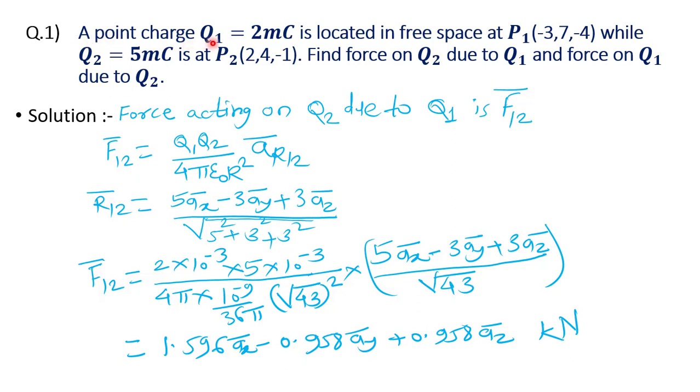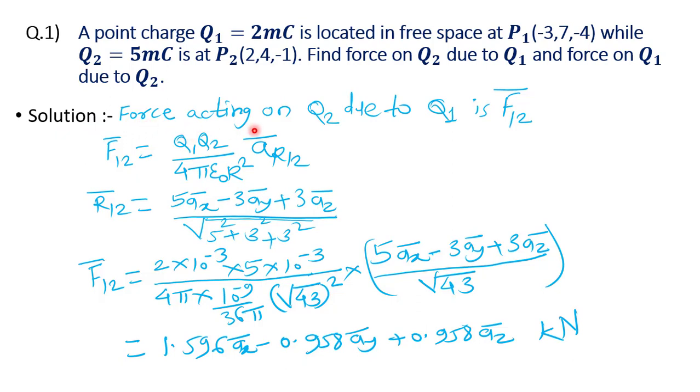A point charge Q1 equal to 2 millicoulomb is located in free space at point P1 having coordinates (-3, 7, -4), while charge Q2 equal to 5 millicoulomb is located at point P2 having coordinates (2, 4, -1). Find the force on charge 2 due to charge 1 and the force on charge 1 due to charge 2. So it can be solved using Coulomb's law.